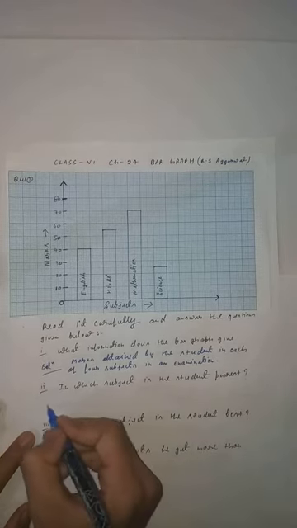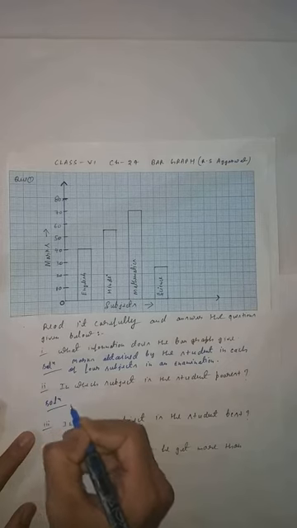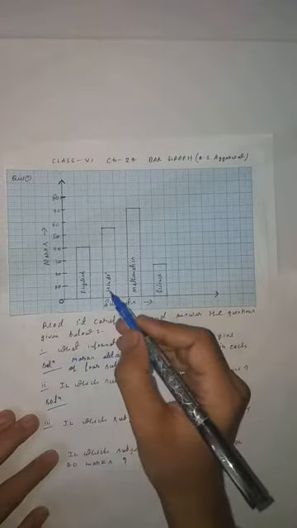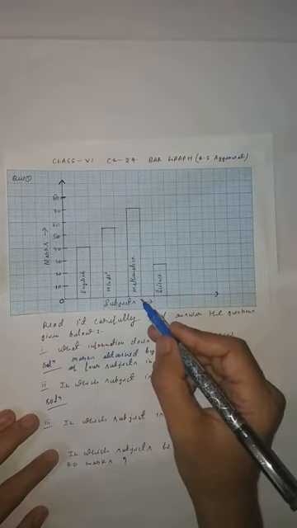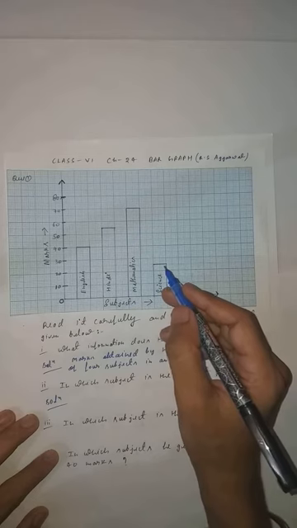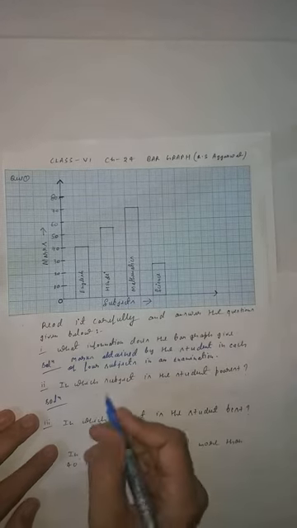Now the second question, what is given, student? In which subject is the student poorest? So you can see the bar graph carefully. In which subject the student is poorest, you can find out easily. Clear student? So see the bar graph. In English he got 40 marks. Hindi he got 55, mathematics he got 70, and science he got what? You can see 25.